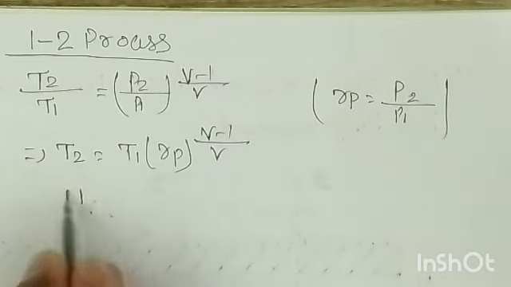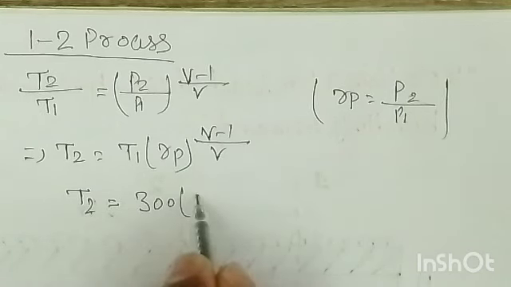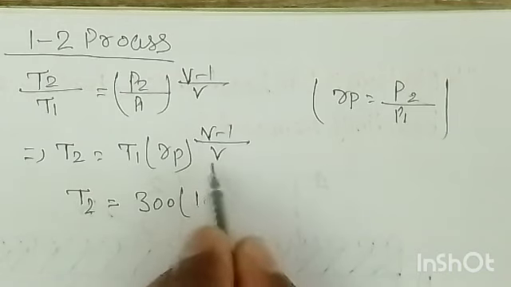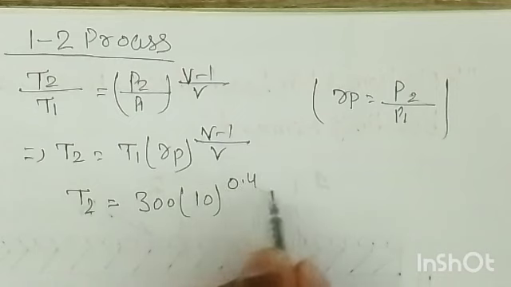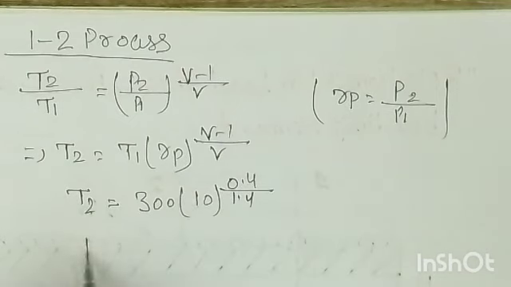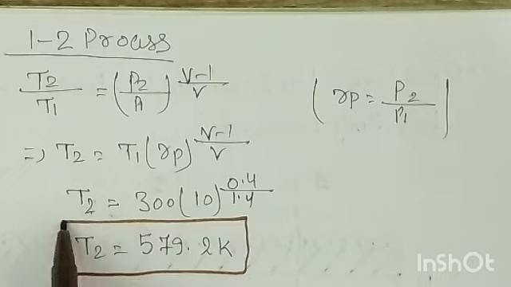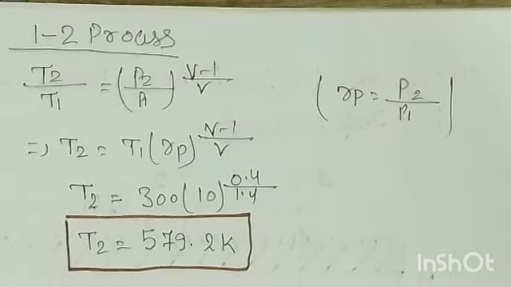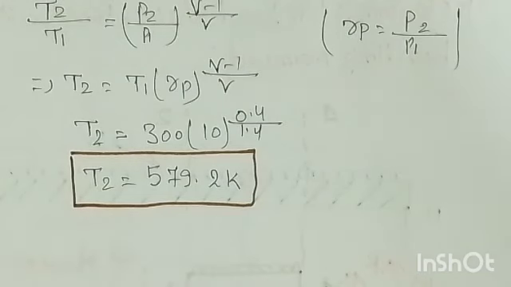Just put the values. T2 is equal to T1, which is 300, and Rp is 10 to the power, gamma we have taken for air is 1.4, so 1.4 minus 1 is 0.4 upon 1.4. So your T2 value will be 579.2 Kelvin. Okay, so first temperature we got at the end of the compression, right? This is the ideal temperature, which we are getting after compression isentropically.